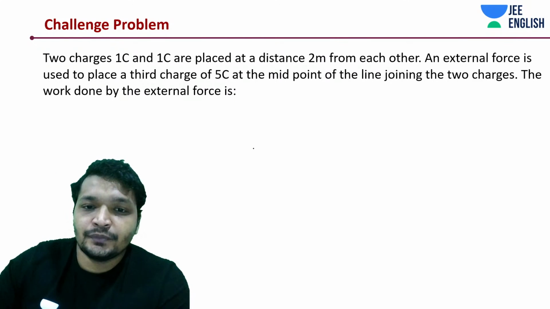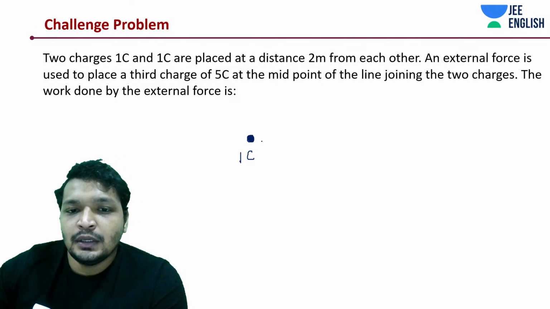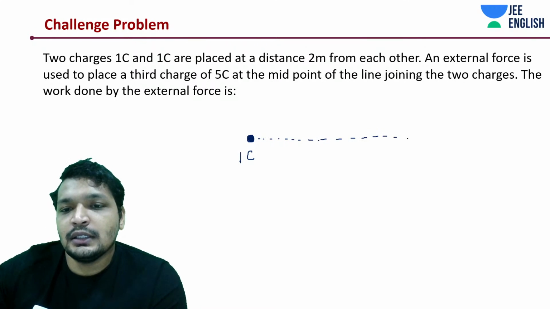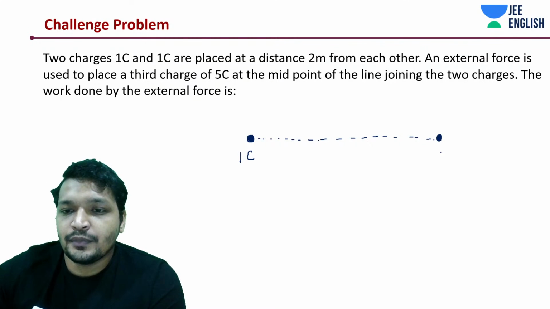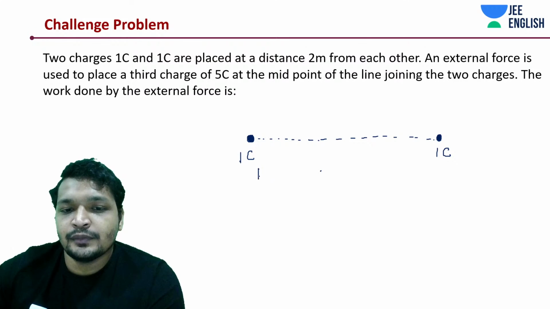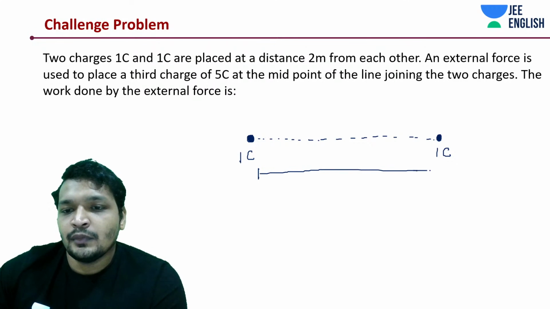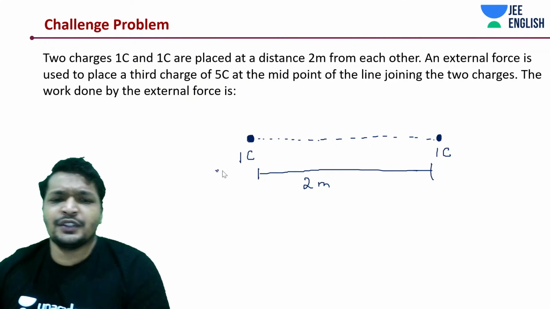First of all, what was told to you? There are two charges of 1 coulomb, and there is another 1 coulomb over here. Actually, they are separated by how much distance? 2 meters, of course. Very good.